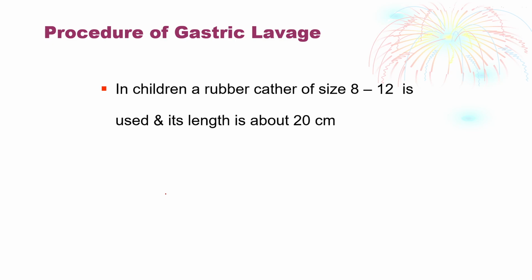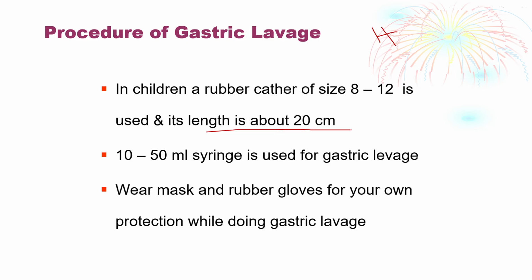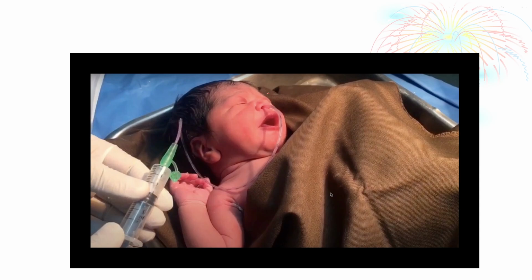In small babies, this stomach tube is called Hess's tube. Hess's tube starts with H, and its length is almost 20 centimeters, very small. A 10 to 50 ml syringe is used in the gastric lavage, and wear a mask and rubber gloves for your own protection as well. So this Hess's tube is used in small children. It's very important for performing gastric lavage.